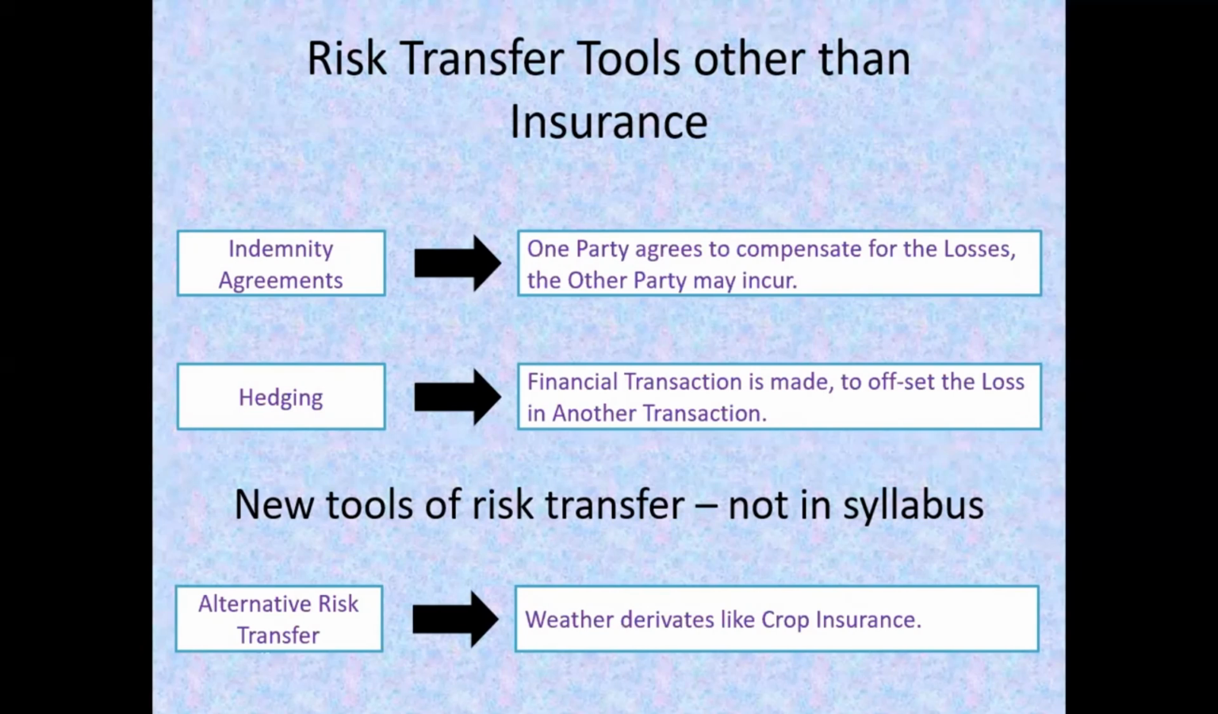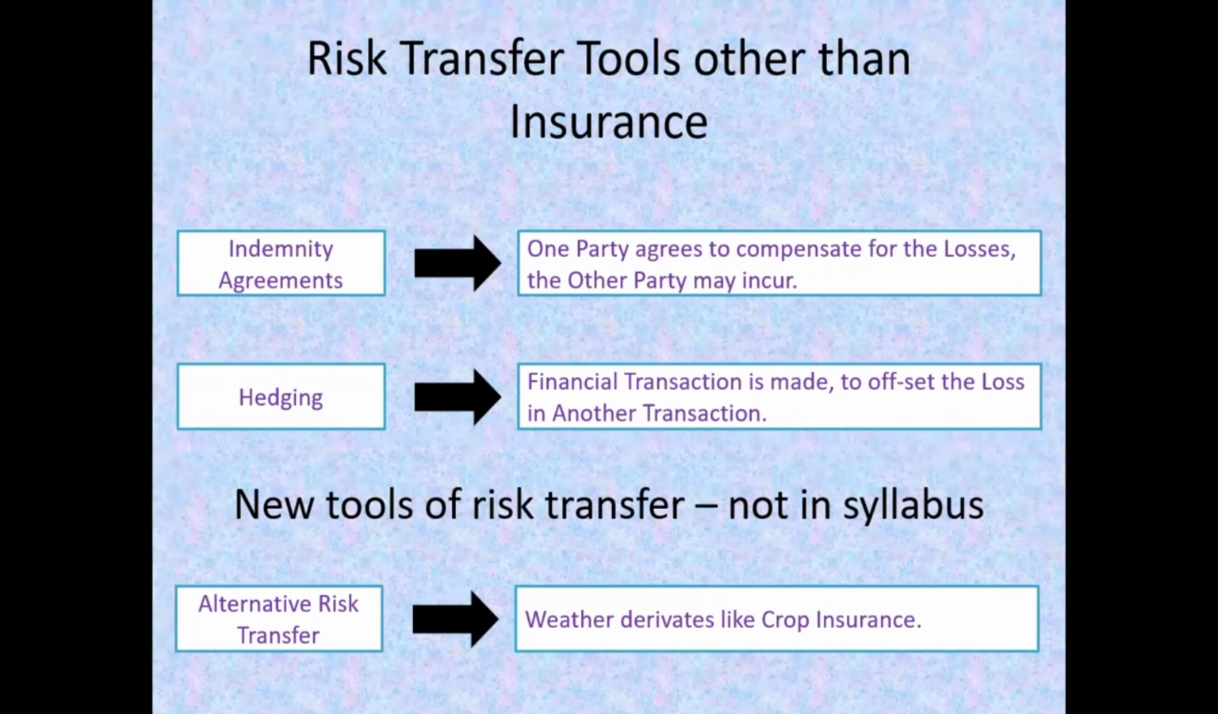Indemnity agreements. When somebody takes a loan, he will take a bond, isn't it? So a promissory note or a guarantee. This is all risk transfer, where the person lending the loan takes an indemnity bond or a guarantee from a third person that in case the first person does not return the loan, the other person will return the loan. So this is again another concept of risk transfer. Similarly, hedging. Hedging is very common in the stock market, where you offset the financial transaction made to offset the loss of another transaction. So you enter into a new transaction to reduce the loss of a separate transaction. This is called hedging.